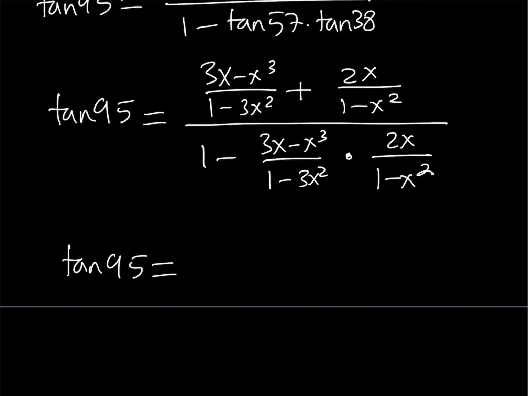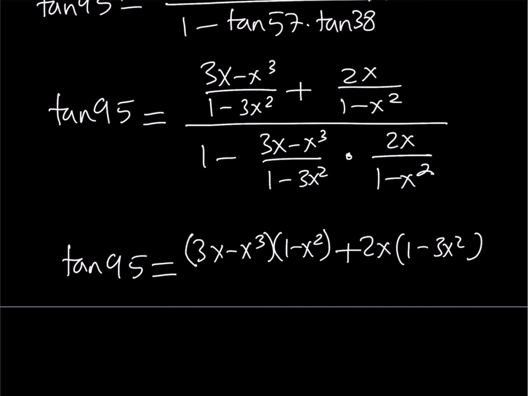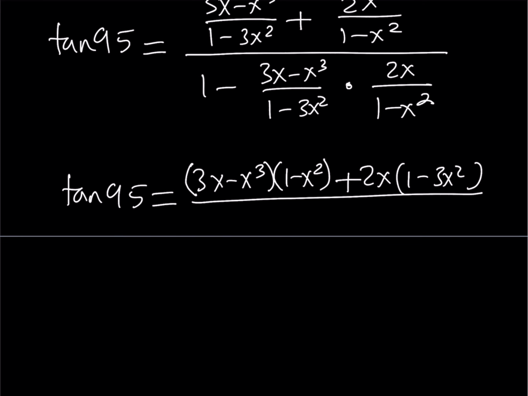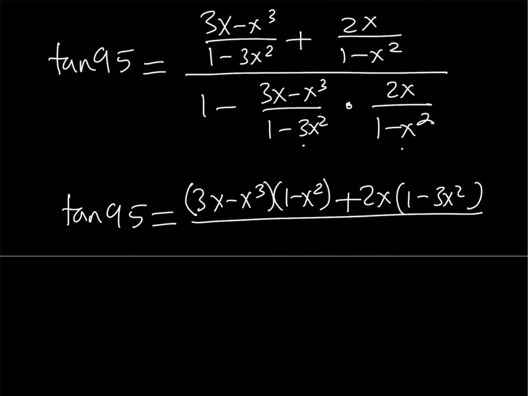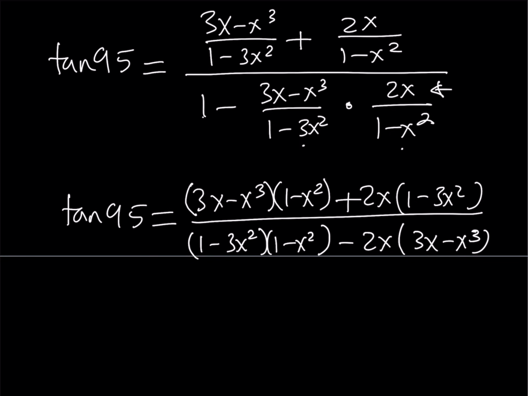So I'm going to take the 3x minus x cubed and multiply that by 1 minus x squared to make a common denominator, and then take the 2x and multiply by 1 minus 3x squared. That's going to make the common denominator for the numerator, and so I just need the numerators, okay? Because the denominators are the same, they cancel out. For the bottom, I'm going to have the product of these two things, 1 minus 3x squared multiplied by 1 minus x squared. And then from that, I need to subtract 2x times 3x minus x cubed, which comes from here. Okay, cool. So this is what I have.